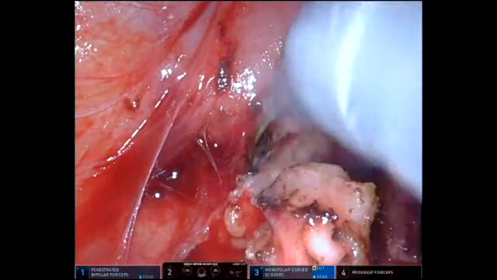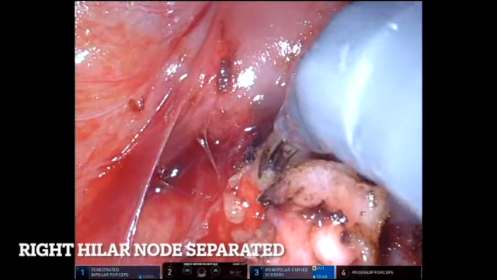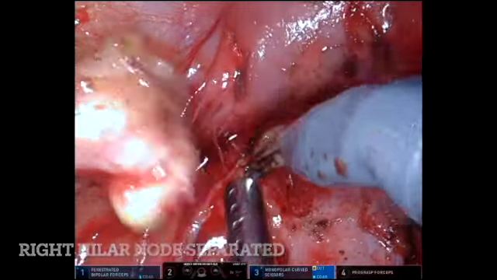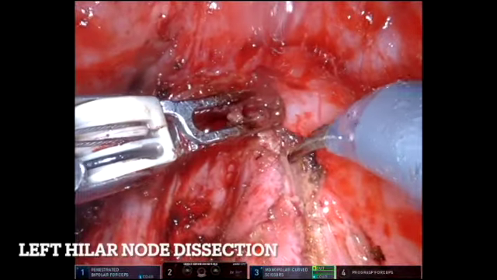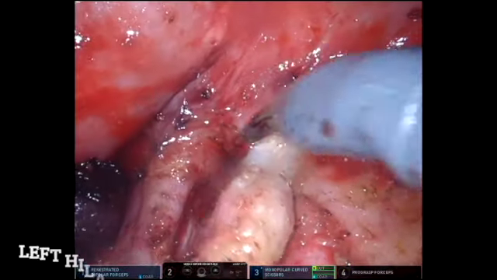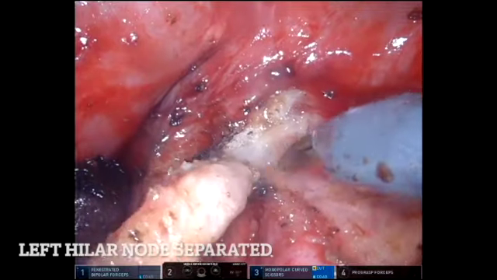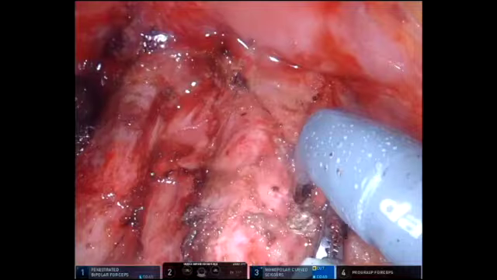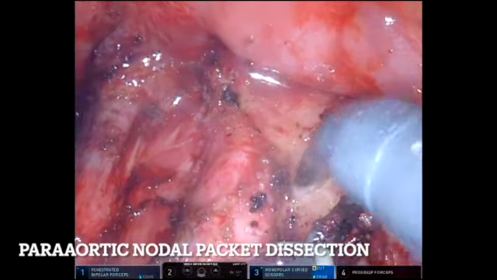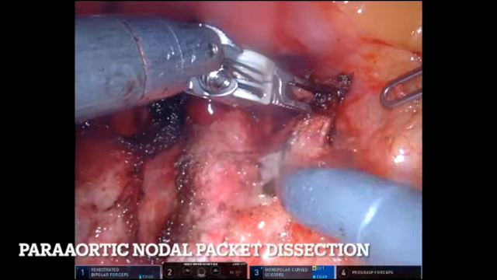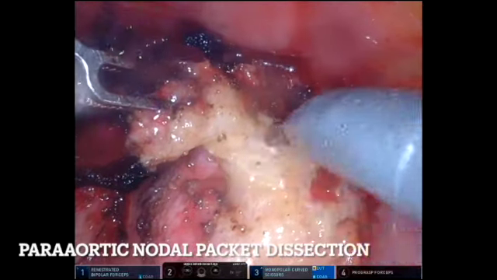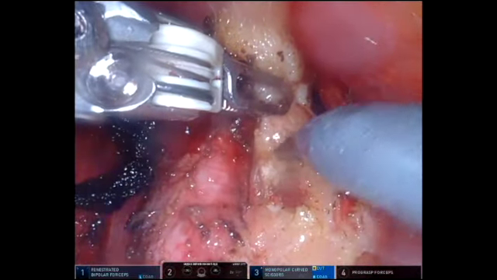Here, with the help of the scissors, the right-sided hilar lymph node was separated and was kept outside. And after this, similarly, the left-sided hilar lymph node was also dissected and was kept separately for histopathological examination later. And here, on the left side of the aorta, we are doing the para-aortic nodal packet dissection. Here we see on the left side of the aorta, the para-aortic nodal packet is being dissected from all around it.